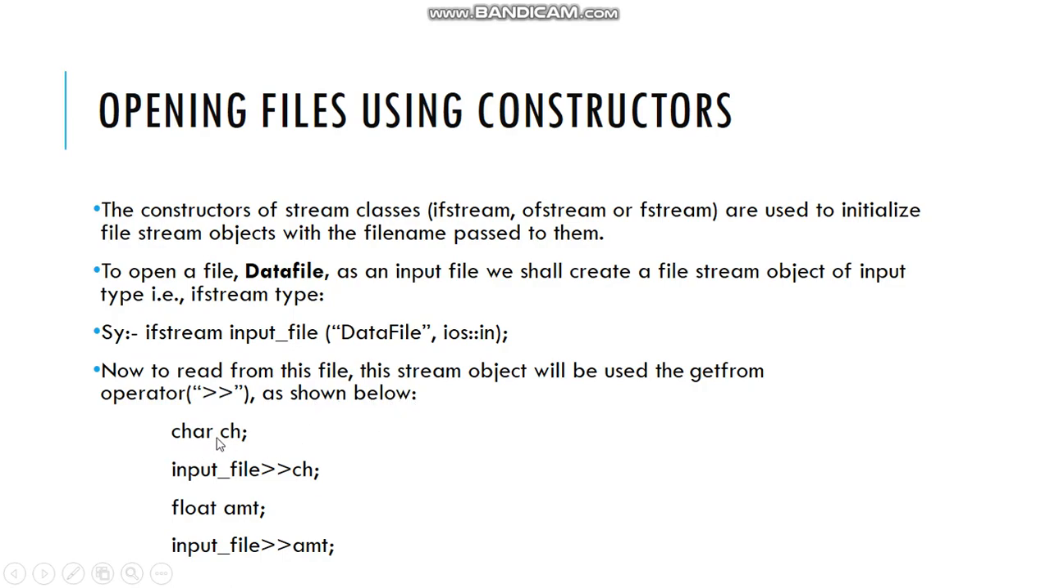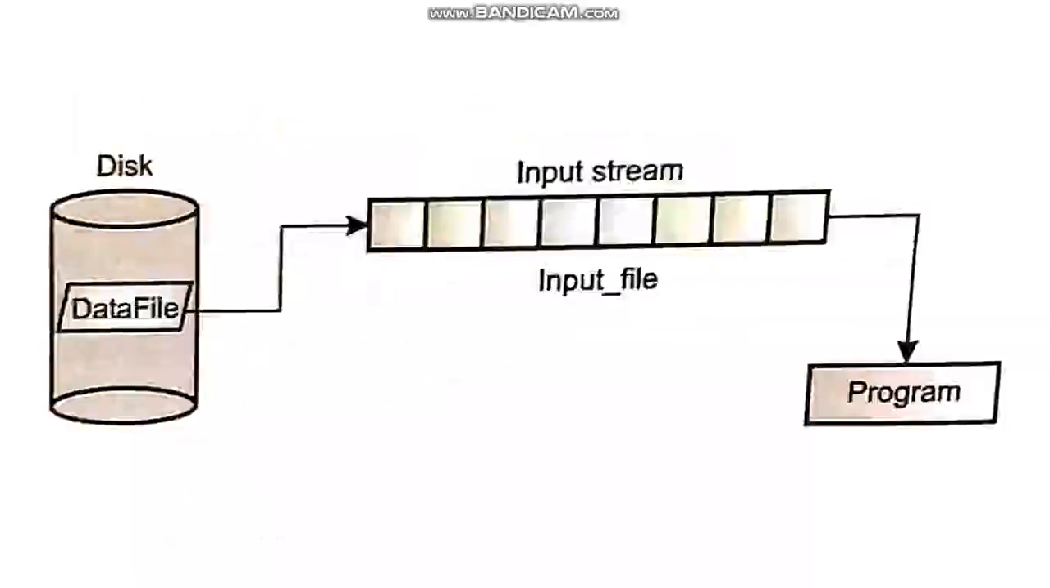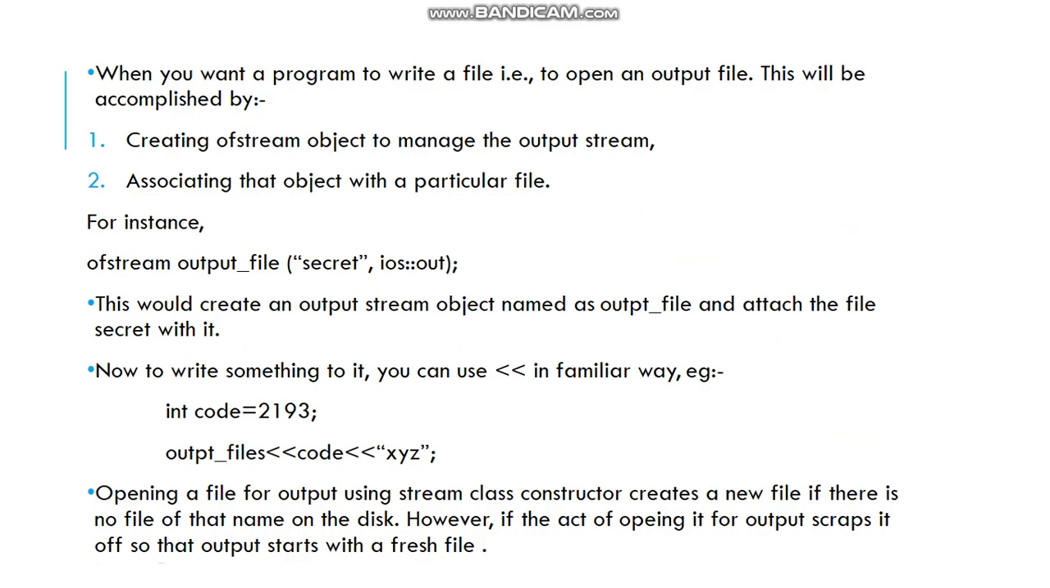So we can create a variable with char ch, then the input file name is given, the get from operator is used, and then the variable name, which is char. The same can be done for integer or float. Here the example for float is given. Now here we have an image which represents the data being read from the data file using an input stream.